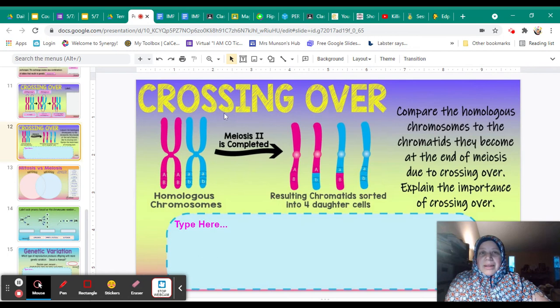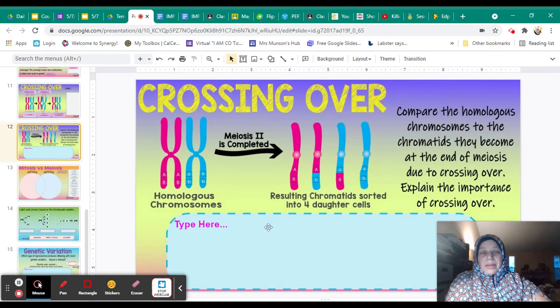All right, so this crossing over question where you compare the homologous chromosomes, this one I need you to answer on your own. So this is going to be independent. What you're comparing is the homologous chromosomes to the chromosomes that result at the end of meiosis due to crossing over. Remember, crossing over is when these two legs flop over each other and swap parts. So how does that create some interesting combinations in the resulting chromosomes at the end? That's what this question is asking.